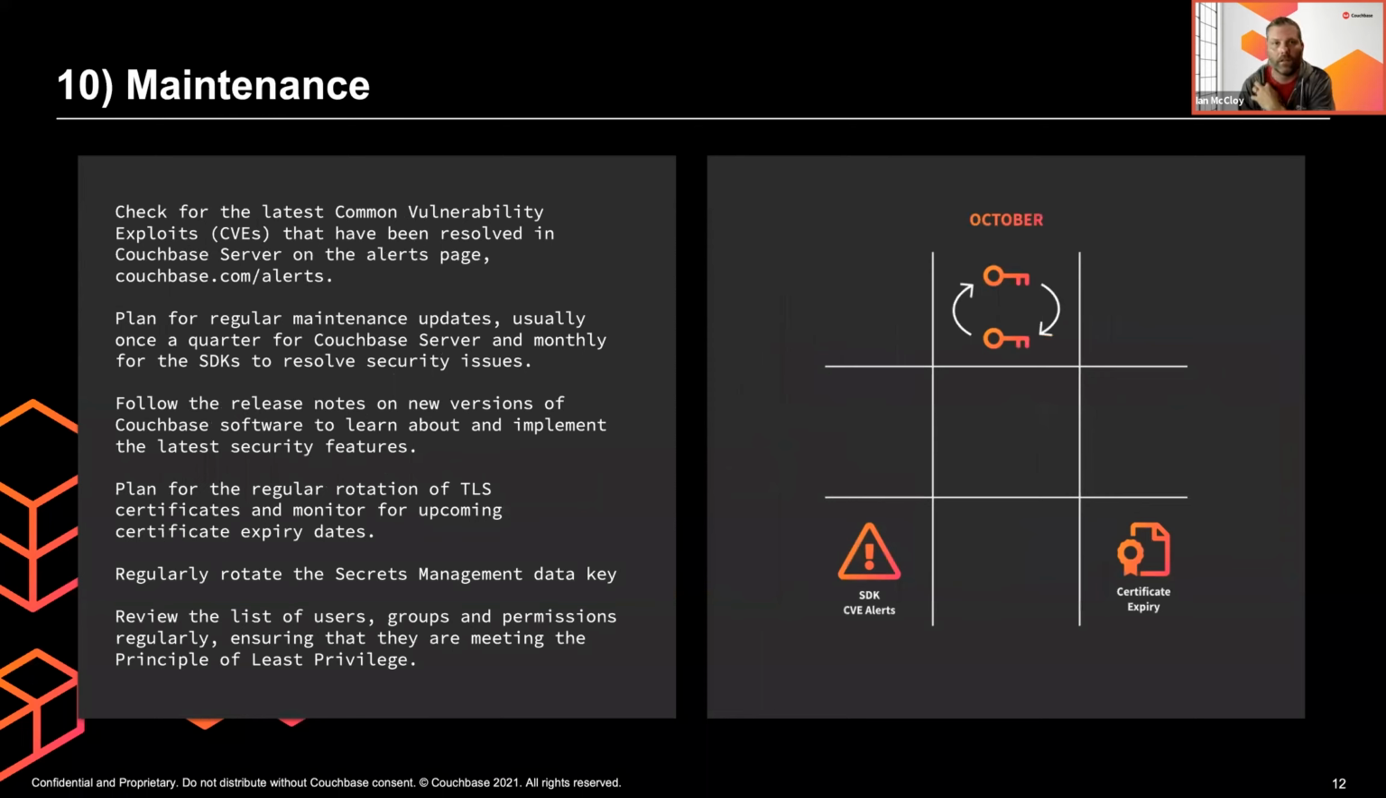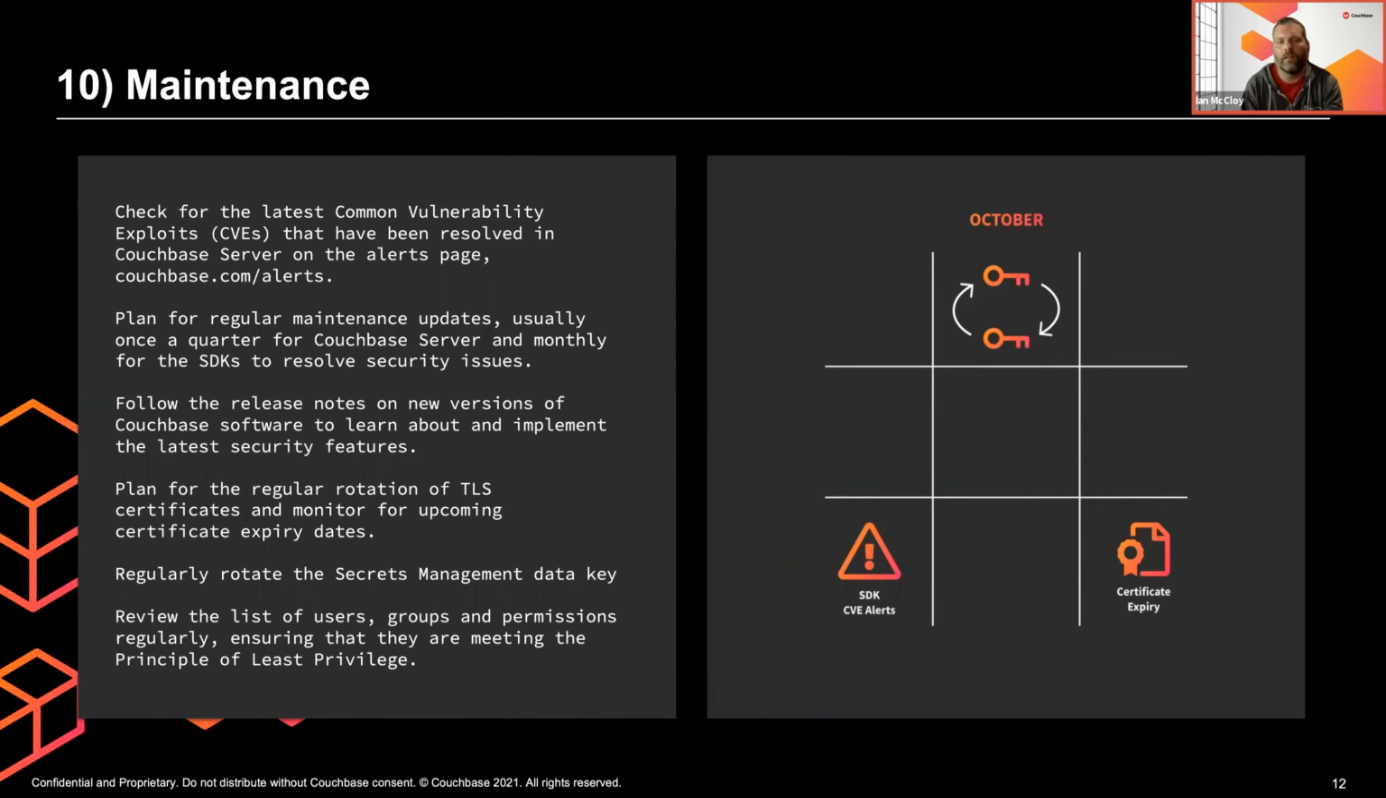And the last area that we're looking at is maintenance. There are tasks that you need to do on a regular occurrence, making sure that your entire cluster remains in a secure environment. The number one thing is to look at our alerts page, couchbase.com/alerts. This is where we'll provide information about any new security vulnerabilities that we've published, or data integrity issues, that sort of thing. And when you see those, we'll provide instructions on either how to work around them or the version that you need to upgrade to in order to resolve that security issue.